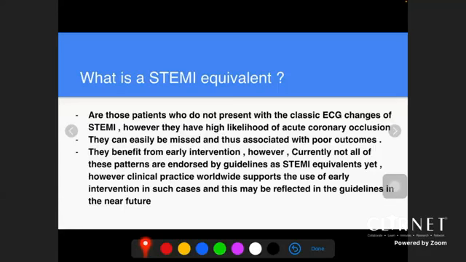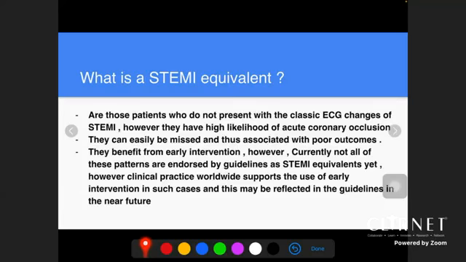But now we are talking about STEMI equivalent, which represent also a large group of patients. STEMI equivalents are those patients who do not present with the classic ECG of STEMI. However, they have a high likelihood of acute coronary occlusion. They can easily be missed and thus are associated with poor outcome. They benefit from early intervention.